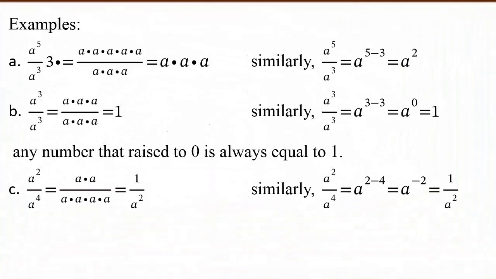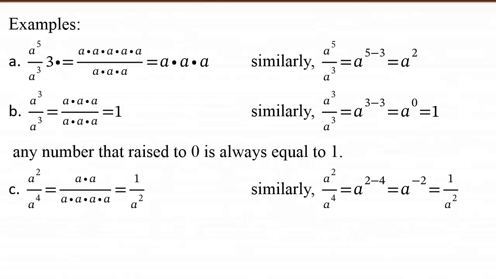Here is an example. Letter a to the 5th power divided by a cubed is equal to a times a times a times a times a over a times a times a. So just using cancellation, we're going to cancel the 3 a's in our numerator with the 3 a's in our denominator. Therefore, we have a times a, or simply, a to the 5th power over a cubed is equal to a raised to 5 minus 3, then we have a squared.